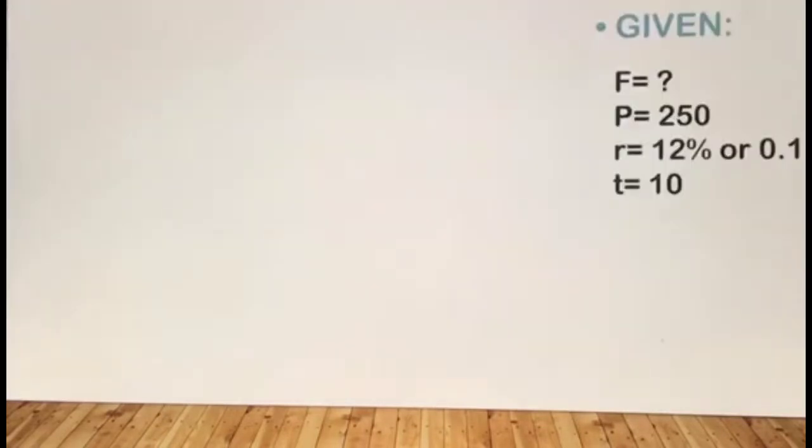What is our given? F is the missing, P or our peso is 250, R or our rate is 12% or 0.12, our time is 10. What is the formula that we will use? F is equal to P times 1 plus R raised to T.